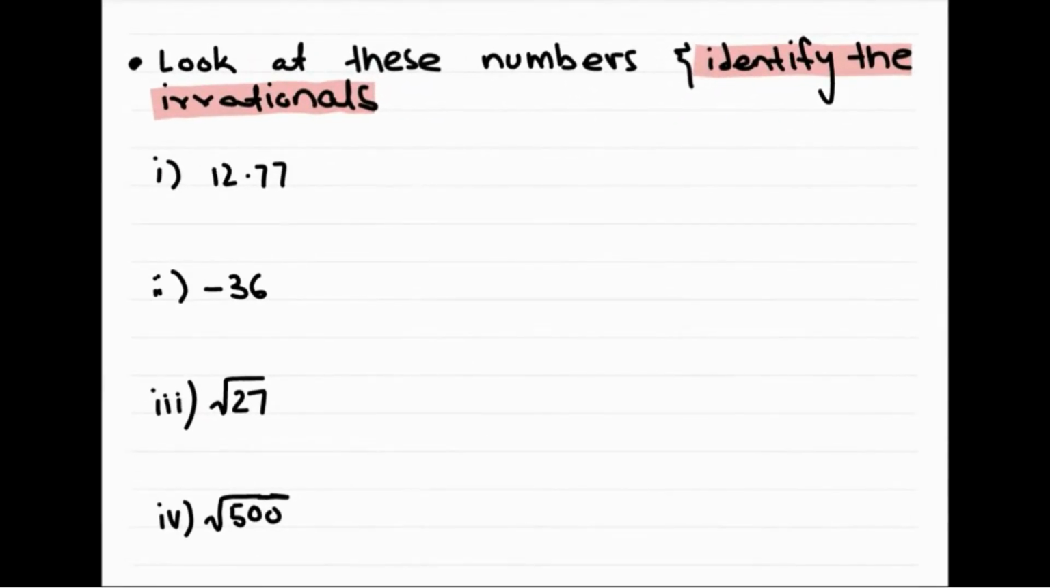Okay, now let's look at some questions related to rational and irrational numbers. First of all, we should know how to identify irrational and rational numbers. So the first example is 12.77, right? This comes to a point and stops. It terminates, so obviously this is a rational number. Then the second question is minus 36. So minus 36 is a negative integer, so this is also a rational number. The third question we have is under root 27. We see that this is not a perfect root, so obviously it's a surd. So all the surds are irrational numbers.